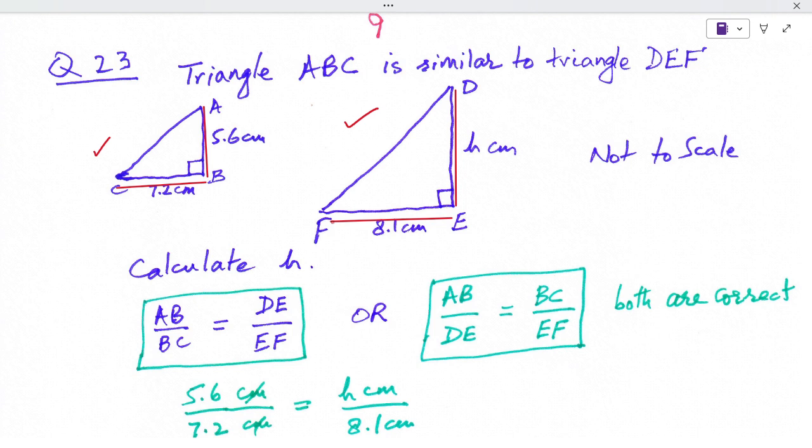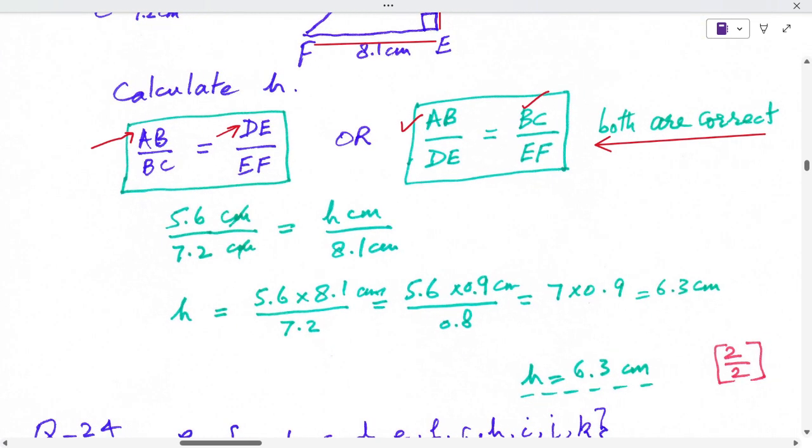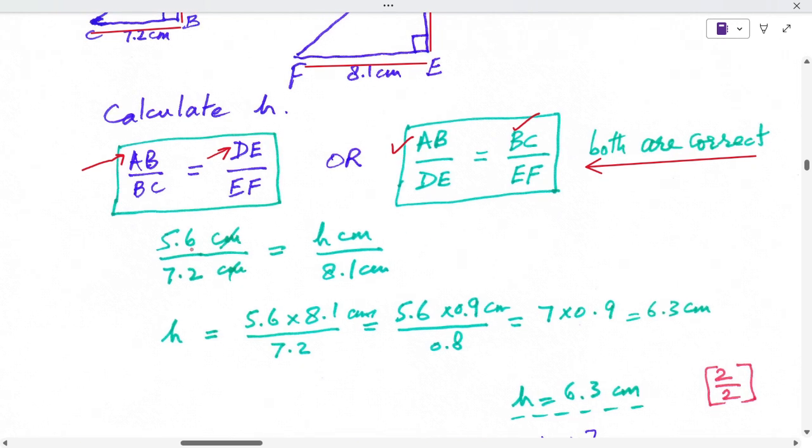So we can very easily write down either AB over BC in triangle ABC is equal to DE over EF in triangle DEF. We could also write down AB over DE is equal to BC over EF. Both are correct. Then we put in the values. AB is equal to 5.6. BC is equal to 7.2 centimeters.